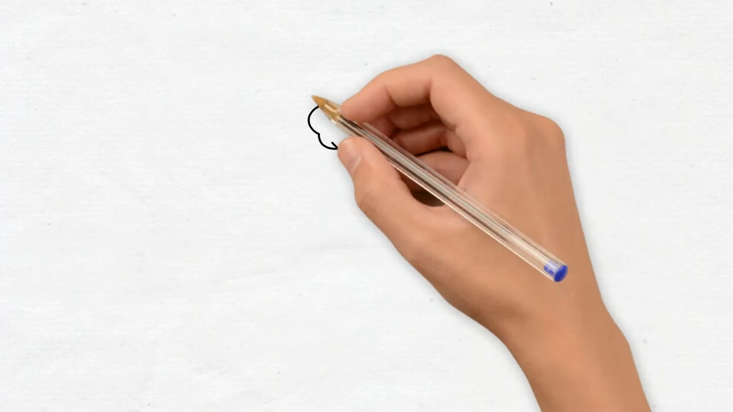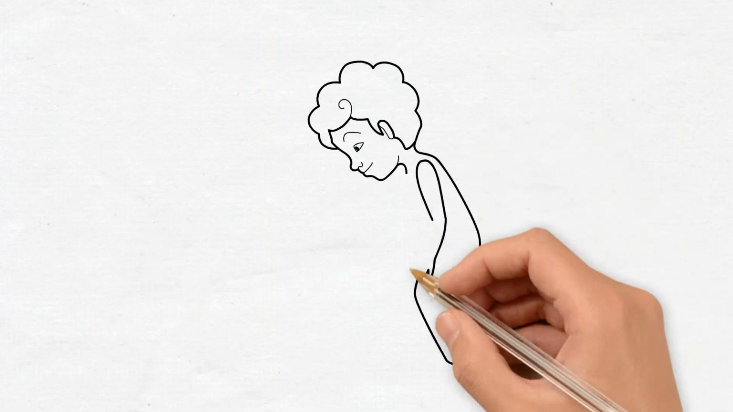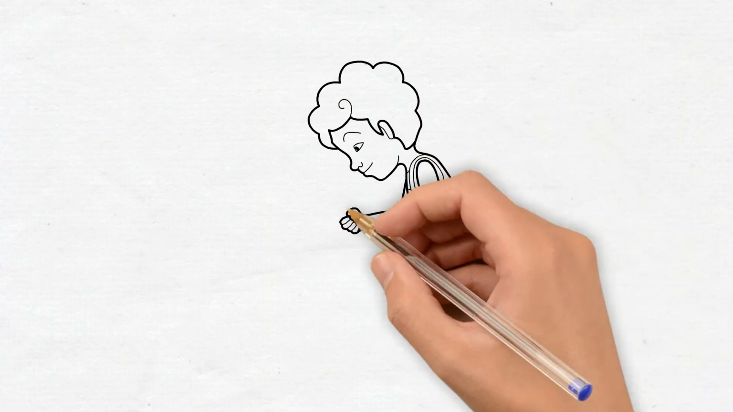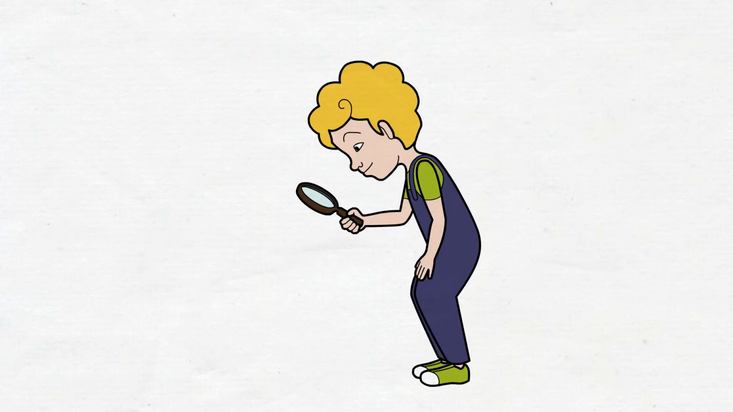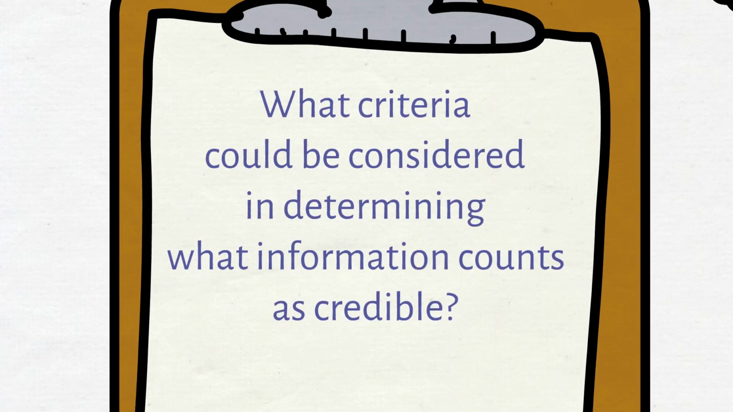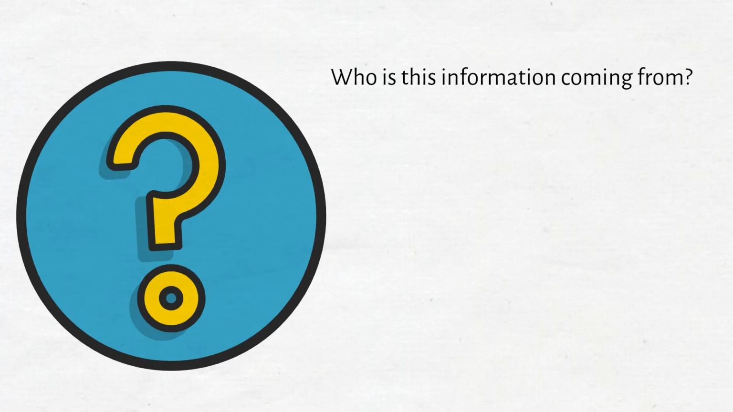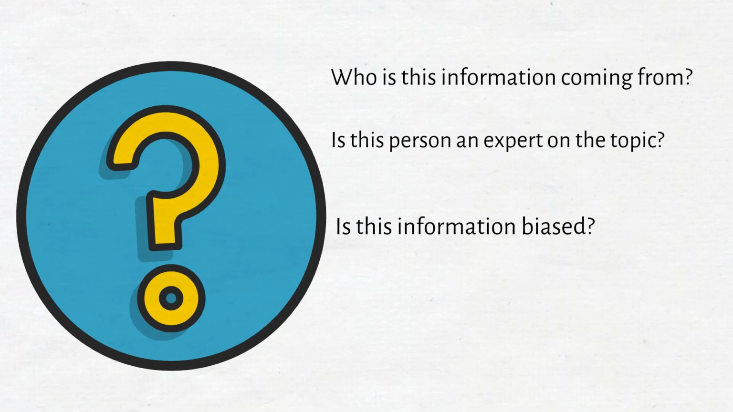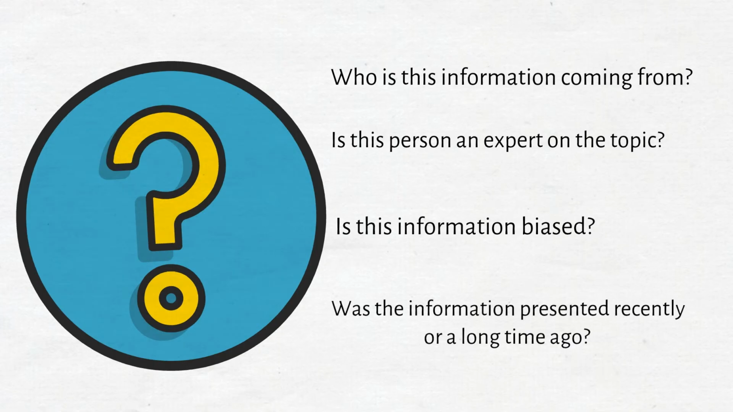Once consumers obtain information from credible information sources, the next action is to evaluate information obtained, which simply means to think about what criteria could be considered in determining what information counts as credible. Generally, questions often asked by consumers when evaluating information include: who is this information coming from? Is this person an expert on the topic? Is the information biased? And was the information presented recently or a long time ago?